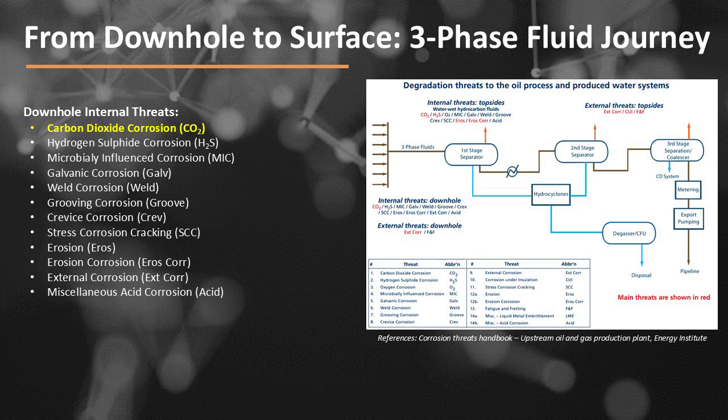Number 3 is microbially influenced corrosion or MIC, caused by bacteria such as sulfate-reducing bacteria or SRB. MIC accelerates corrosion by producing corrosive byproducts like hydrogen sulfide or organic acids. Number 4 is galvanic corrosion, occurs when two dissimilar metals are electrically connected in a corrosive environment. The more anodic metal corrodes faster, which can be a concern in mixed metal completions.